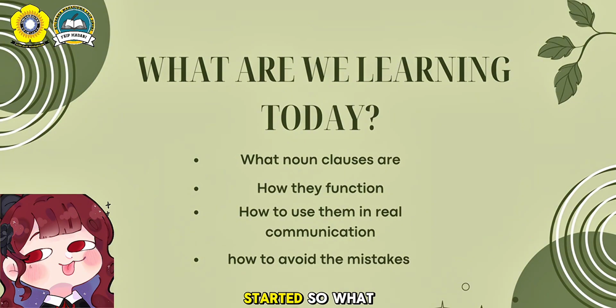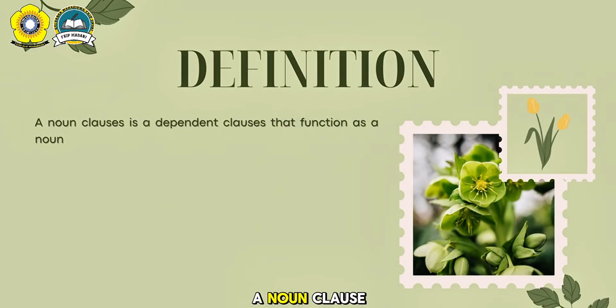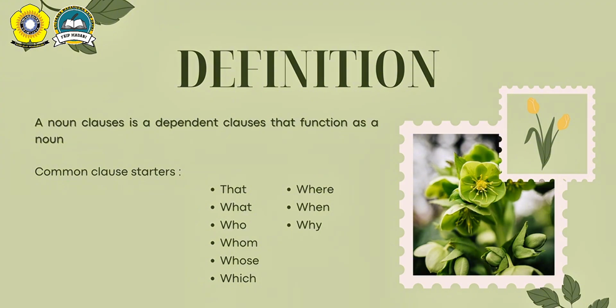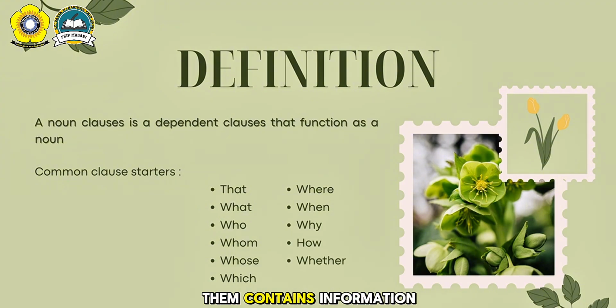So, let's get started. So, what is a noun clause? A noun clause is a dependent clause that functions as a noun. Because it behaves like a noun, it can appear in different positions inside a sentence. A noun clause usually begins with that, what, who, whom, whose, which, where, why, how, or whether. Each of them contains information.